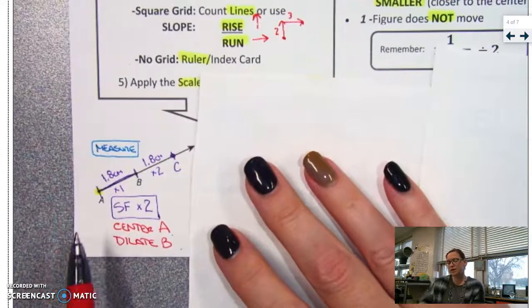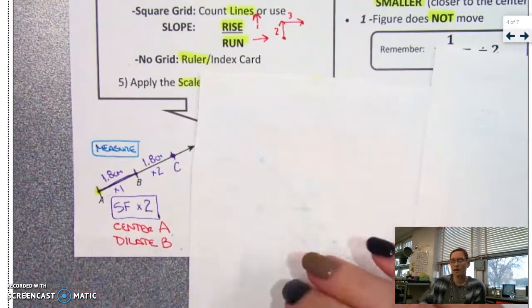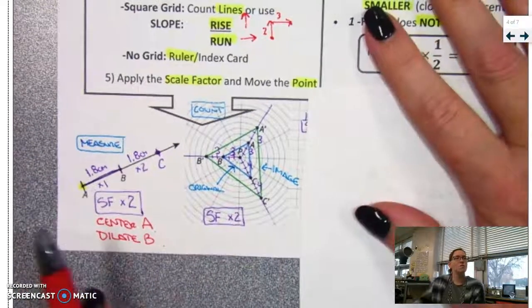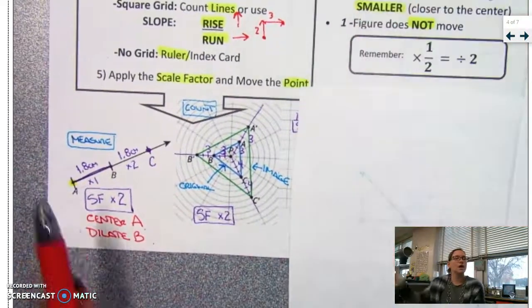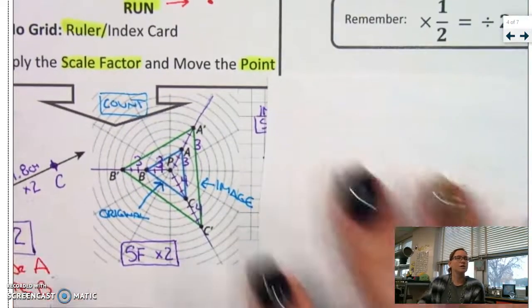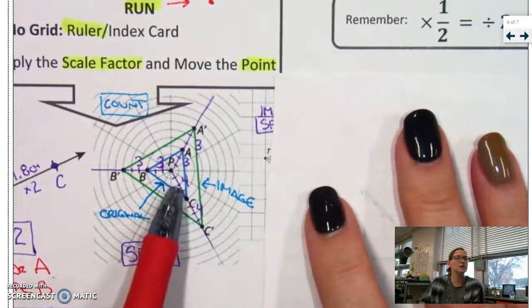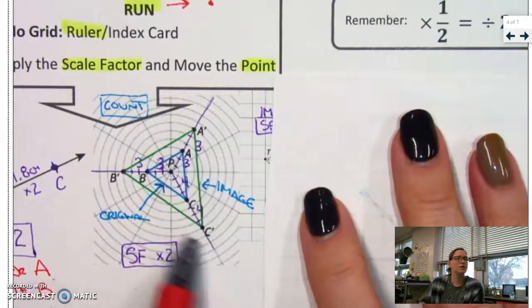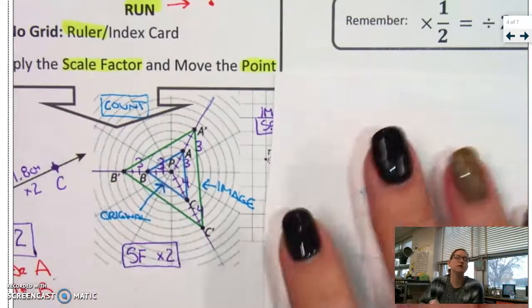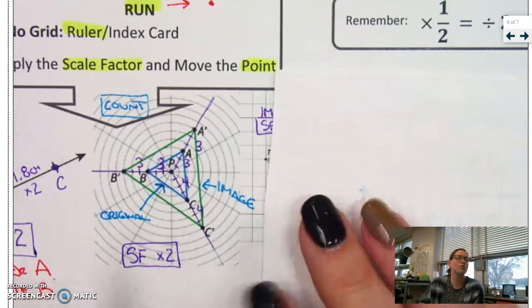Okay, so this was a measuring technique, or the index card technique. Okay, the next one was our circular grid. So on our circular grid, make it a little bit bigger so it's easier for you to see. You can see we have our original shape in the center, and then the image is on the outside, what we moved to. So in this one, you have to do the counting. That's the easiest, only real way to do this.